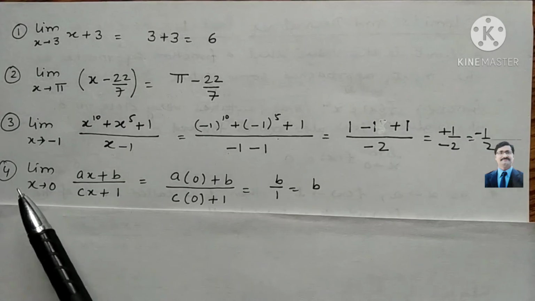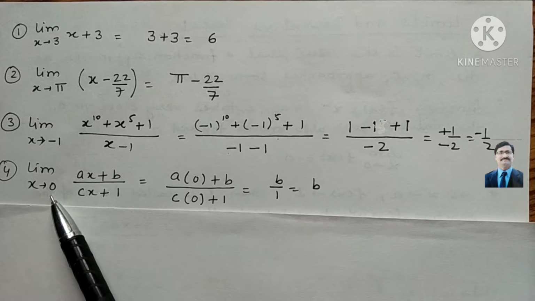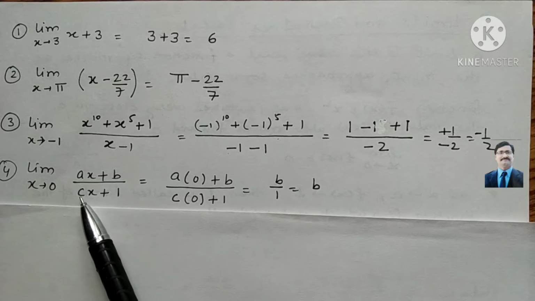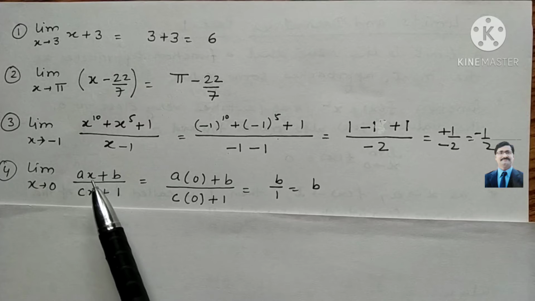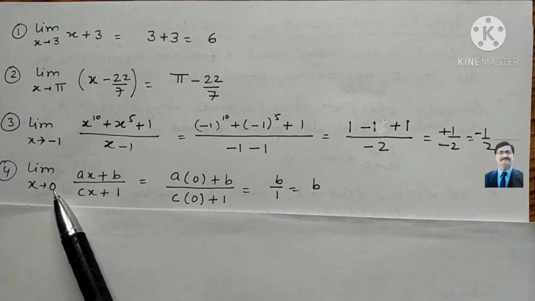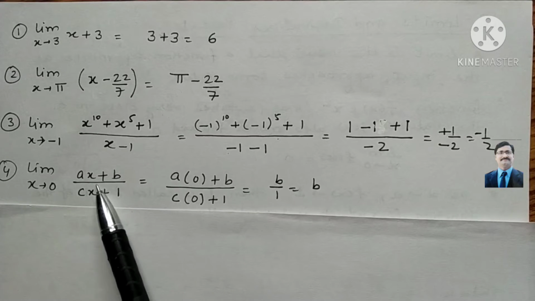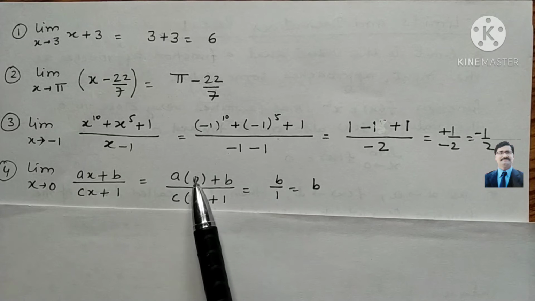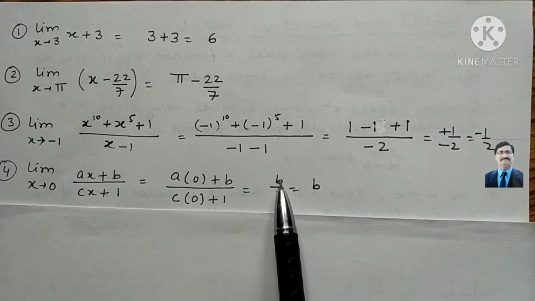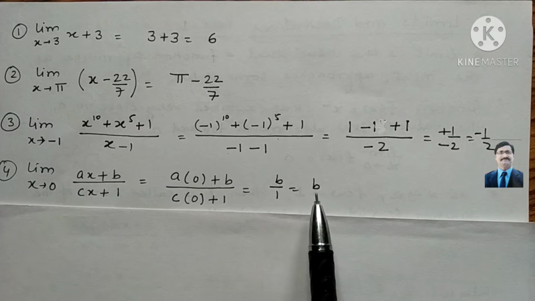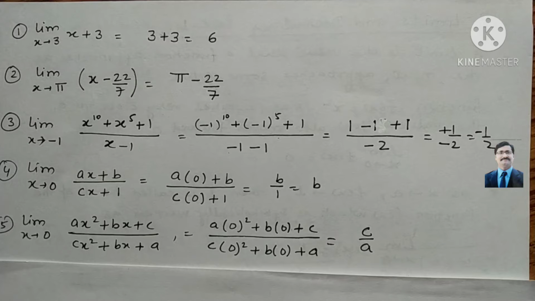Look here, same as before, we have limit as x tends to 0 of ax plus b upon cx plus 1. Now in place of x we have to put 0. So in place of x we will put 0. a into 0 is 0, c into 0 is 0. Remaining is b and 1. So we can write b upon 1, and b upon 1 is b. So the answer is b.